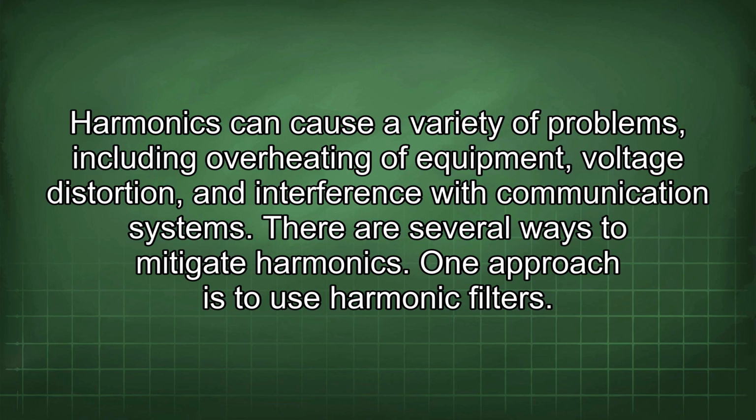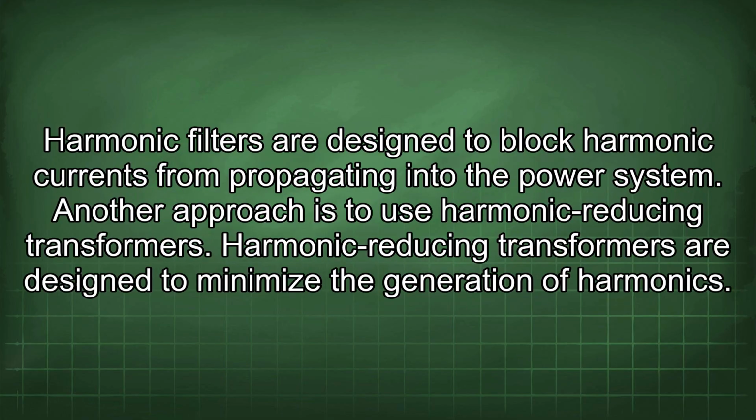One approach is to use harmonic filters. Harmonic filters are designed to block harmonic currents from propagating into the power system. Another approach is to use harmonic-reducing transformers. Harmonic-reducing transformers are designed to minimize the generation of harmonics.